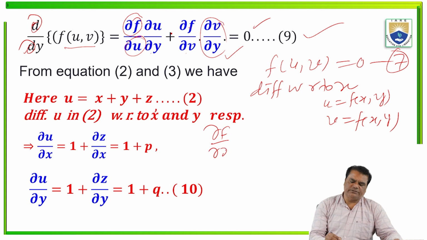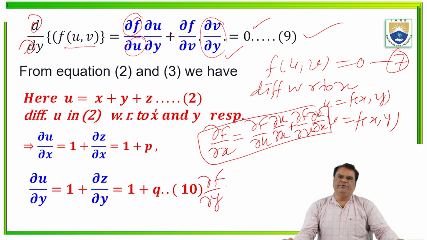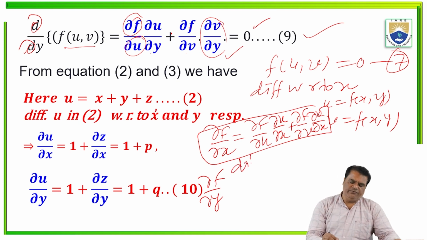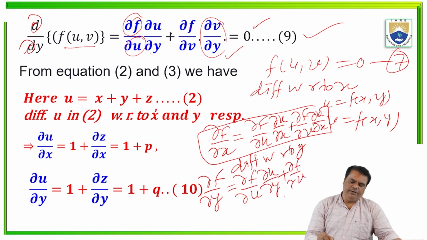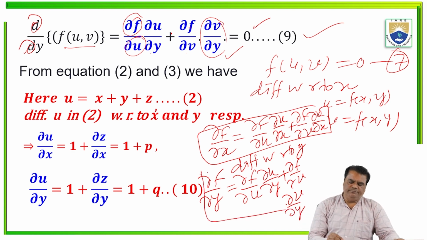∂f/∂x equals ∂f/∂u times ∂u/∂x plus ∂f/∂v times ∂v/∂x. This formula we can apply here. Next, ∂f/∂y, differentiating with respect to y, we get ∂f/∂u times ∂u/∂y plus ∂f/∂v times ∂v/∂y. Okay, so this is the formula.